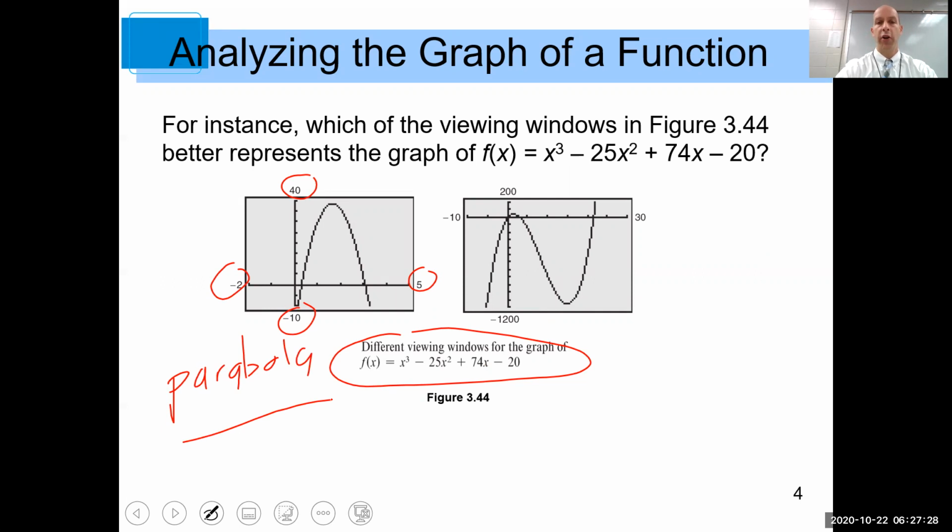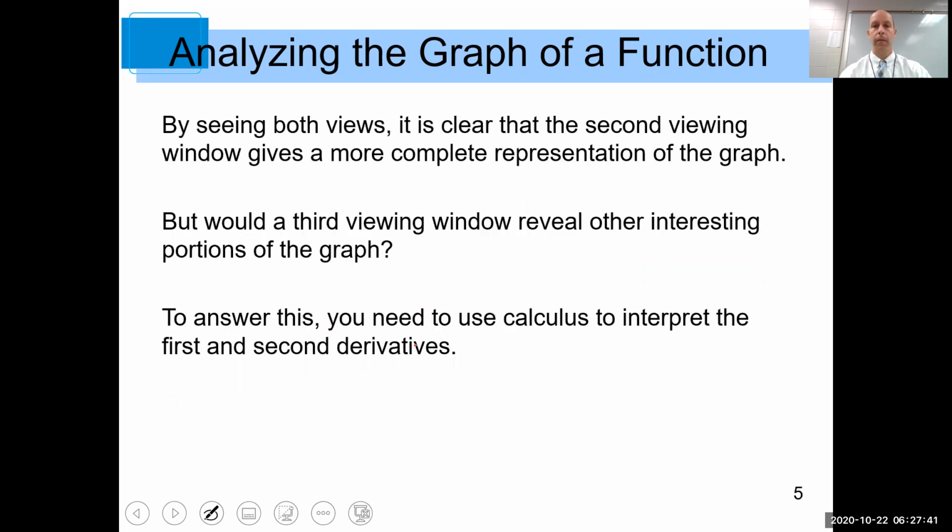However, when we change our window from x going from -10 to 30 and the y min from -1200 to 200, you can clearly see that this is a cubic, which should have been apparent all along. By seeing both views, it's clear that the second viewing window gives you a more complete representation of the graph.